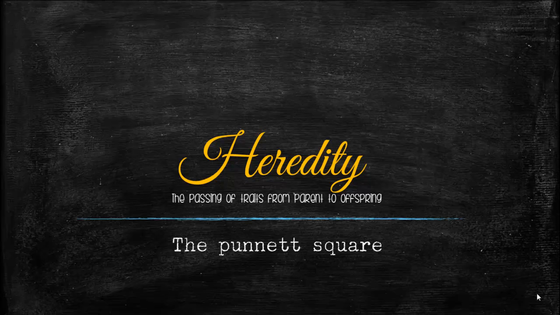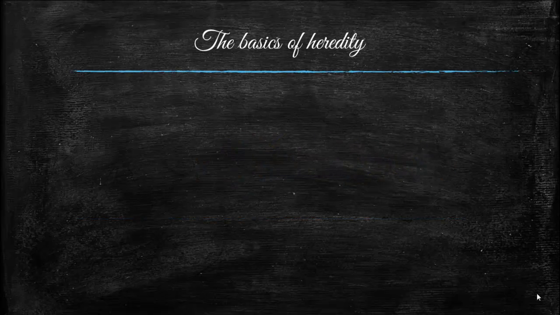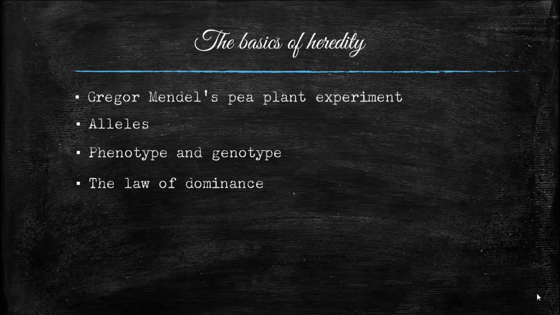Heredity is the passing of traits from parents to offspring. One of the easiest ways to calculate the probability of inheriting a specific trait is by using a Punnett square. However, in order to successfully learn how to calculate the Punnett square, first I will teach you the basics of heredity. Such includes the Mendel experiment, alleles, phenotype and genotype, and the law of dominance.